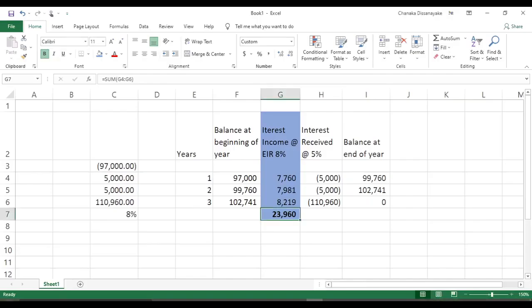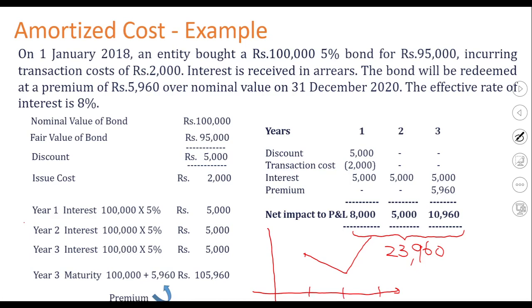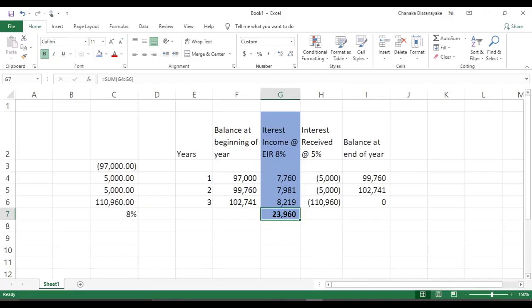scenario? What about this scenario? This scenario will be like this, right? It will be like this way. Understood? Because when your amortized cost increases, your return is also increasing, right? So that logic is given when we are using this effective interest rate or the amortized cost. Understood? How do we recognize this in the P&L?